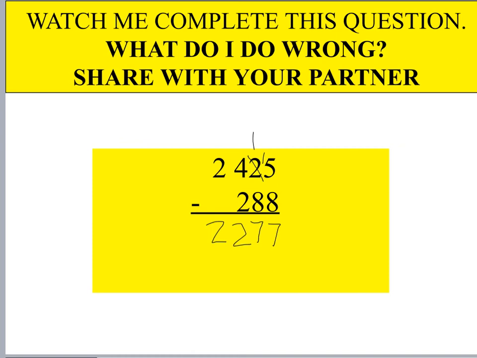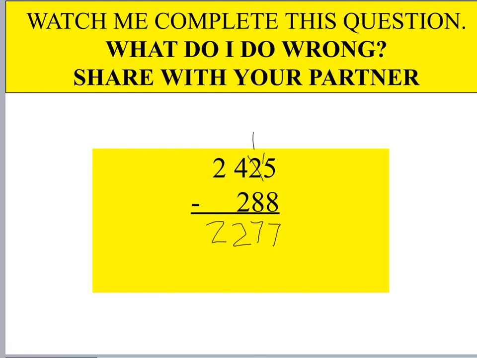How did you go? If you said that what I did wrong was in the tens column, that's correct. What I did wrong was I said 1 take away 8 is 7. You see, in my head, what I actually did was 8 take away 1 is 7. But that's not the question. It's 1 take away 8.